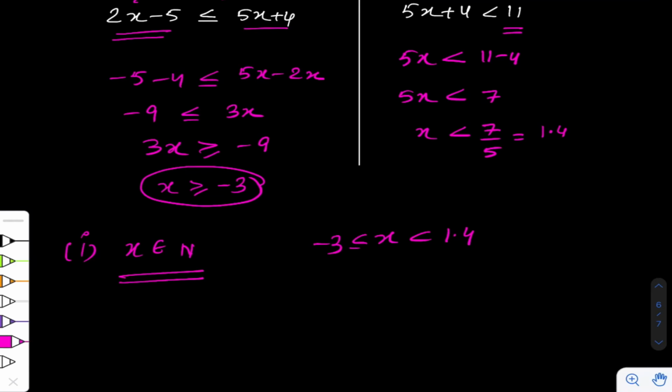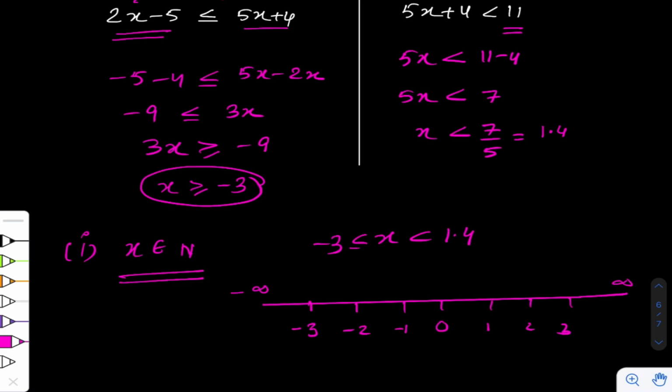So if you try to locate this on the number line, minus 3 is here, and then minus 2 is here, and then minus 1 is here, and 0, and then 1, and then 2, and then 3, and it will go till infinity, and this side minus infinity. Now where is minus 3? This is minus 3. And where is 1.4? 1.4 is somewhere here.